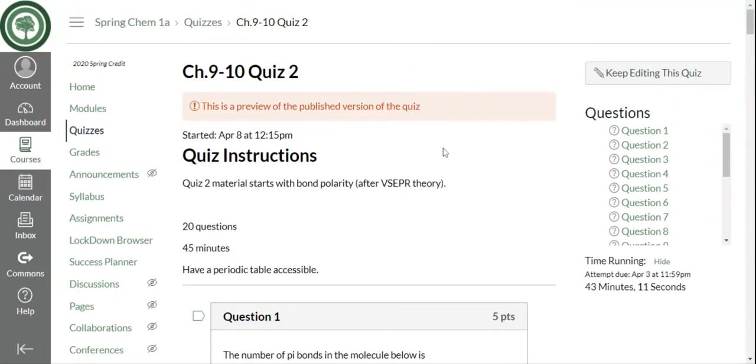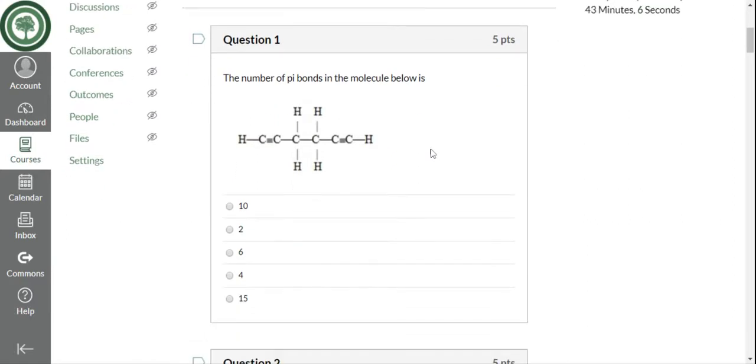Hello, hello. This is chapter 9-10, quiz number 2. So I'm going to go over this one. Again, we want to know how many pi bonds this molecule has.